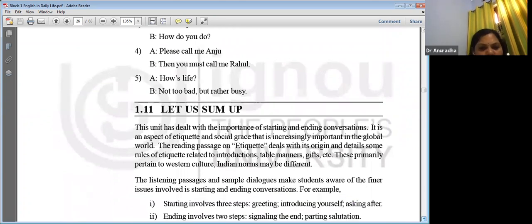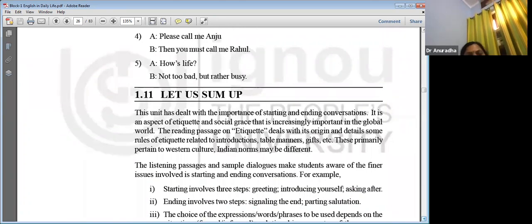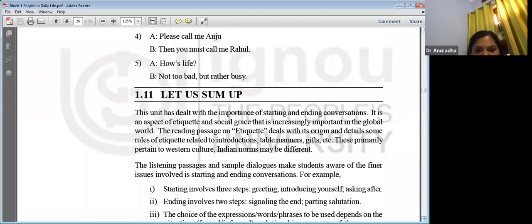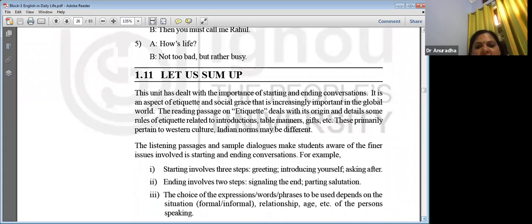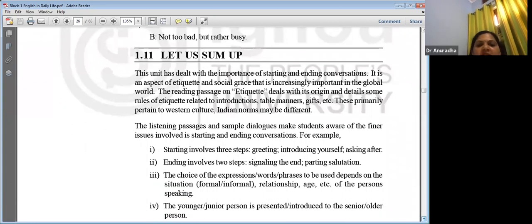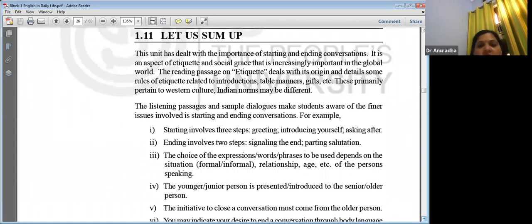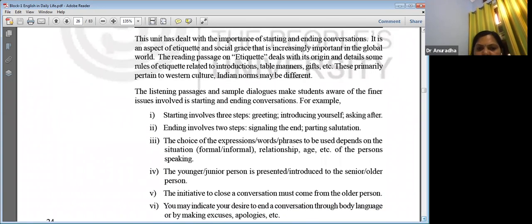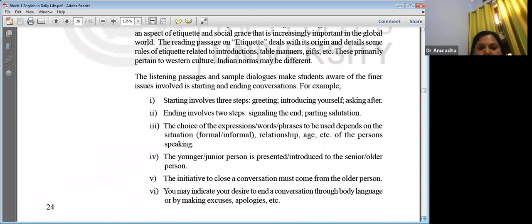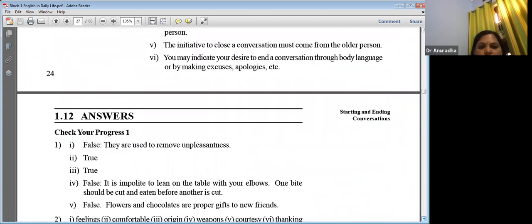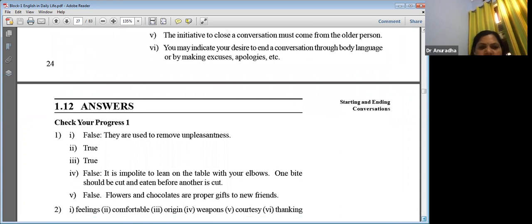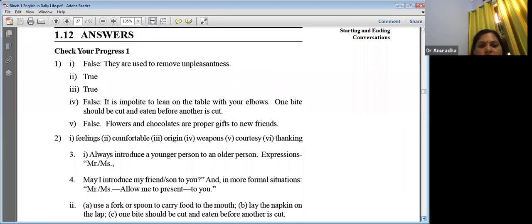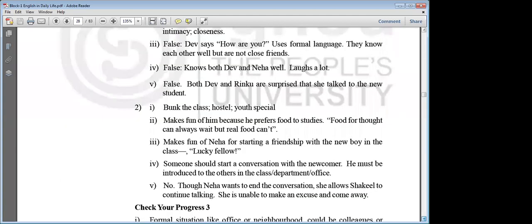So let us sum up. This unit has dealt with the importance of starting and ending conversation. It is an aspect of etiquette and social grace that is increasingly important in the global world. The reading passage on etiquette deals with its origin and details. Some rules we have not read in detail. आप इसको detail में पढ़ लेना, then you will be able to answer all the questions. Okay? So you can also check your progress over here, from here. You can see from here. Okay?